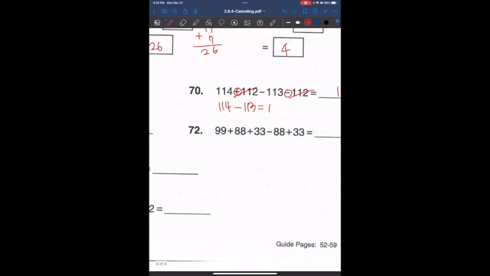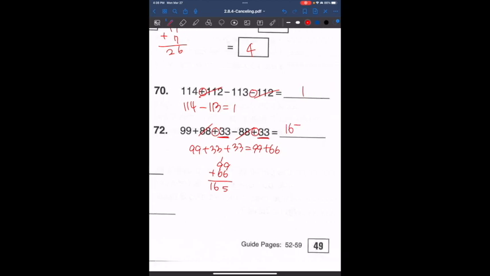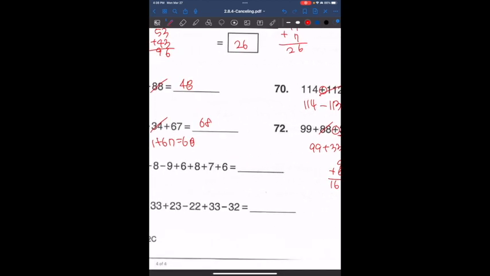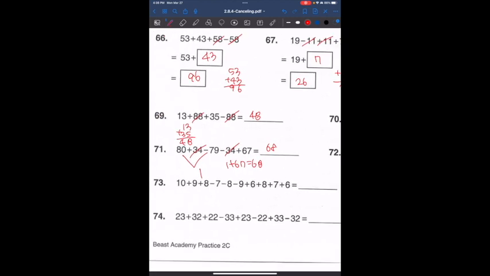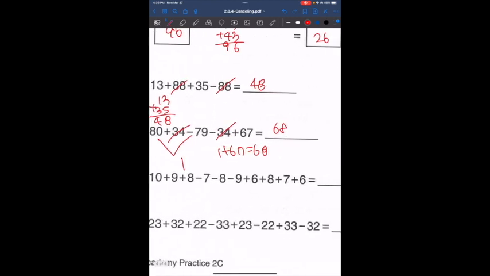Question 72, we can cancel 88 out. And now we have the same number 33, but actually they're addition and addition. So it's 99 plus 33 plus 33, which is 99 plus 66. And so that is going to give us 165. For question 73, we're going to look for numbers we can cancel.